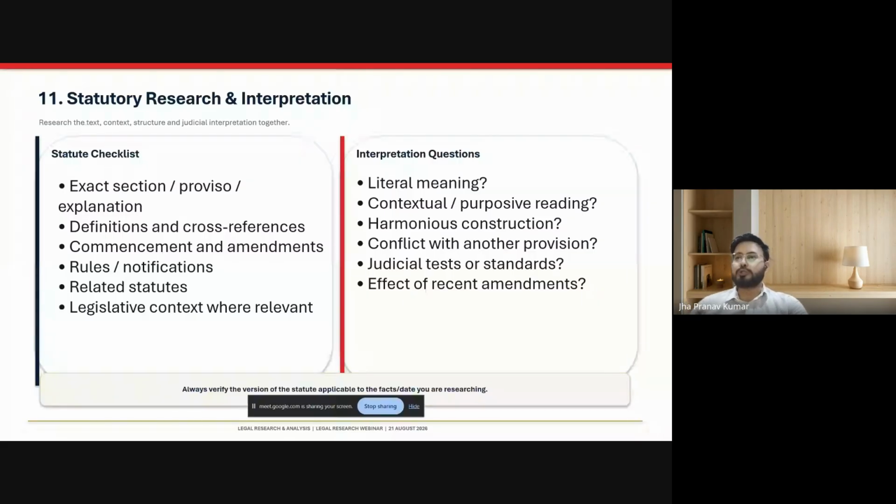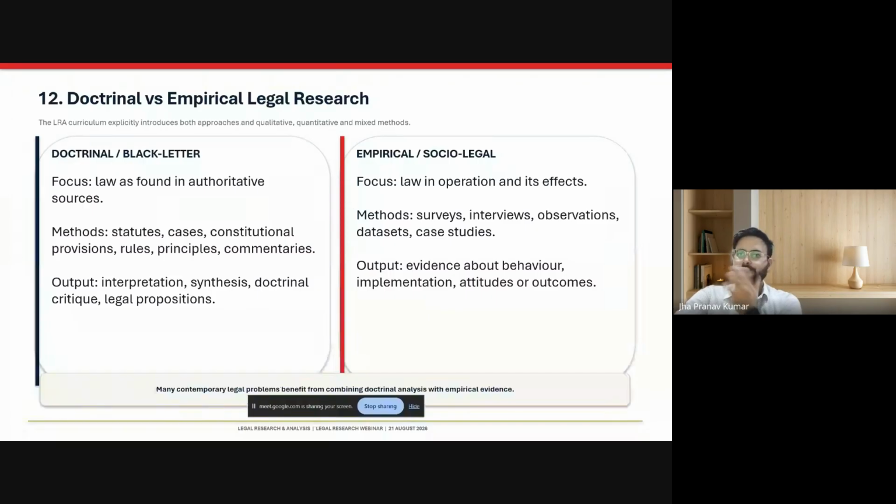So you need to also see that if you are doing any literal interpretation, literal meaning, or any contextual meaning, or any harmonious construction for that matter, that should not be in conflict with the other provision. You have to have a sense of balance when we talk about harmonious construction, right? So these are some of the aspects which you need to keep in mind while you are interpreting any question.